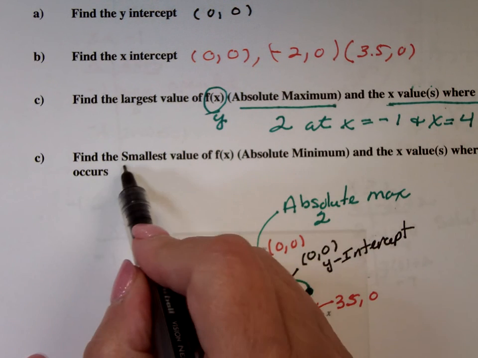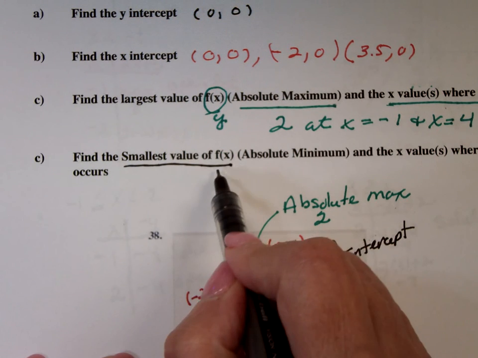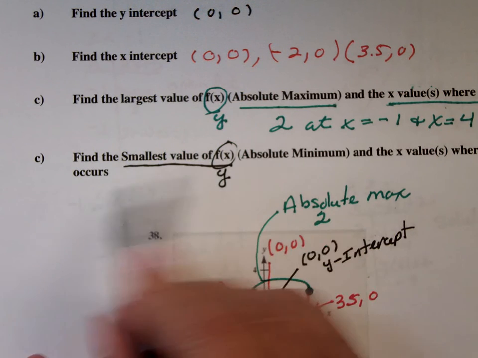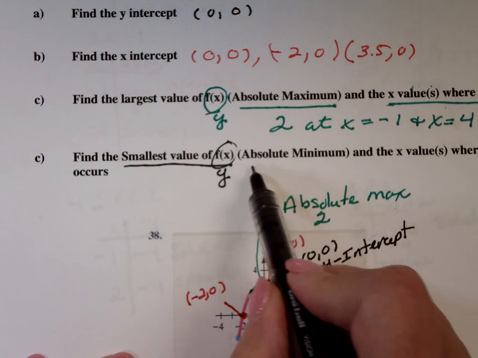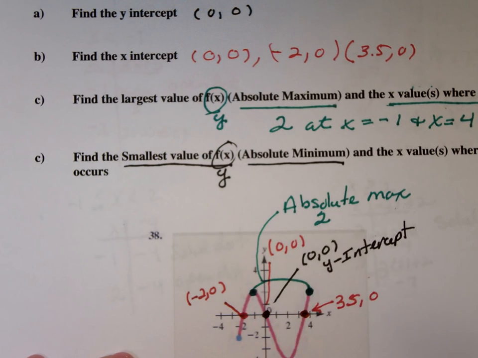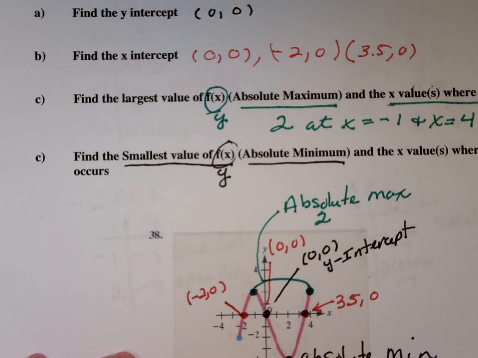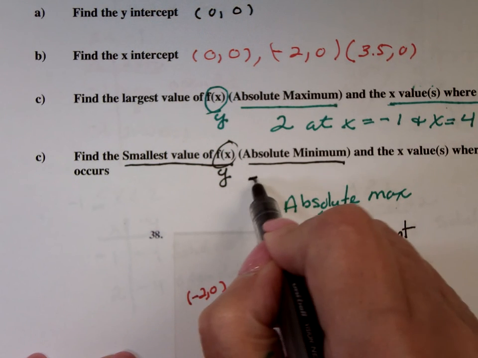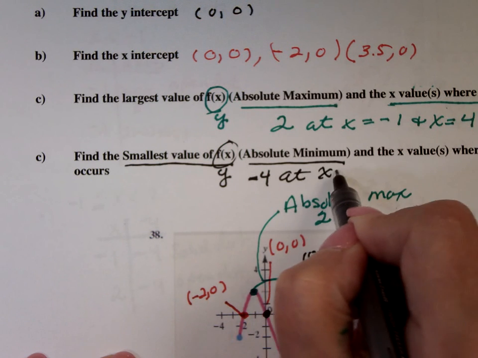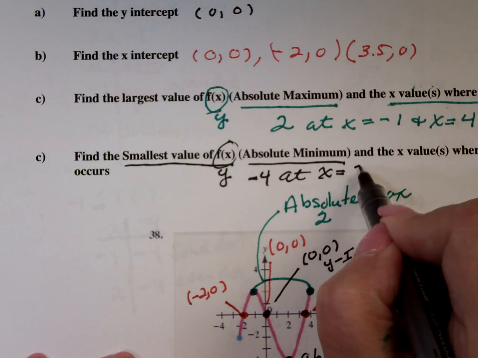Find the smallest value of f of x. Remember, that's just y. Find the smallest value of y. That's called the absolute minimum, and the x value where it occurs. Now, if I trace my graph, the lowest it gets is right there. And it looks like it's what value? Negative 4. So it's going to be negative 4 at x equals 2.